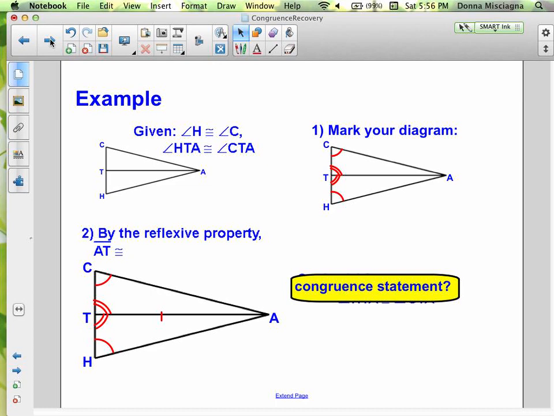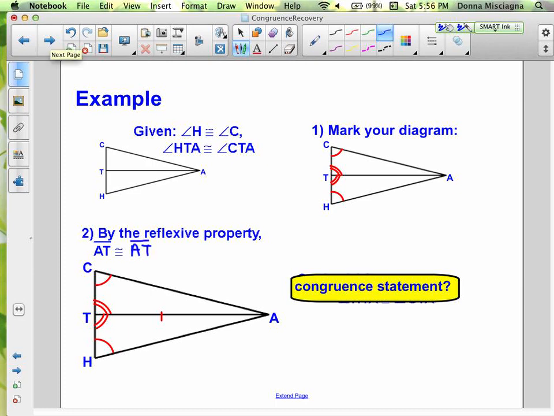Right, so now we look to see, is there anything else we know is congruent? Because that's not enough. We have two pairs of corresponding angles, and that's not enough. But we look and we go, hey, look, they both have AT. So both triangles have AT. They share that. So we could mark that one congruent. So by the reflexive property, AT has to be congruent to AT.